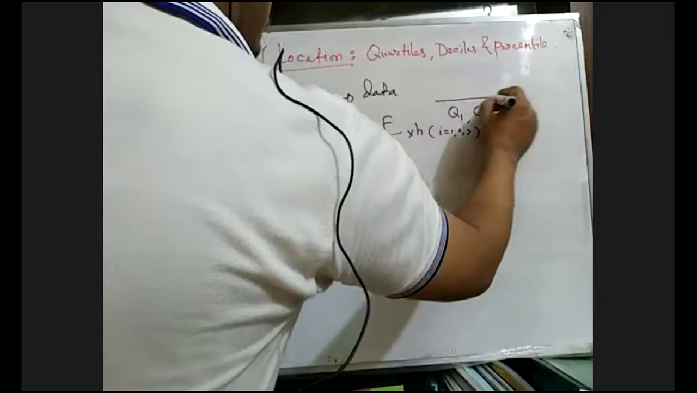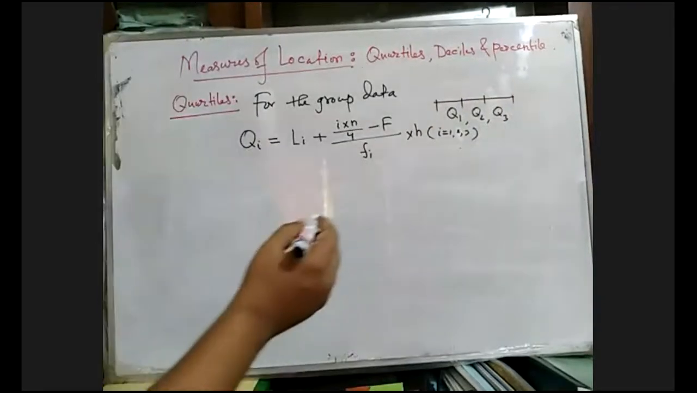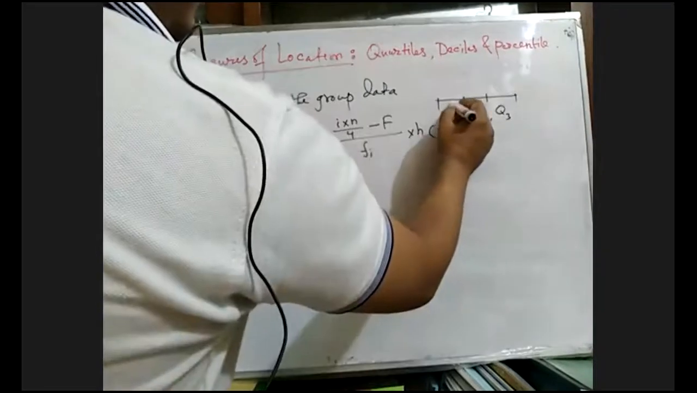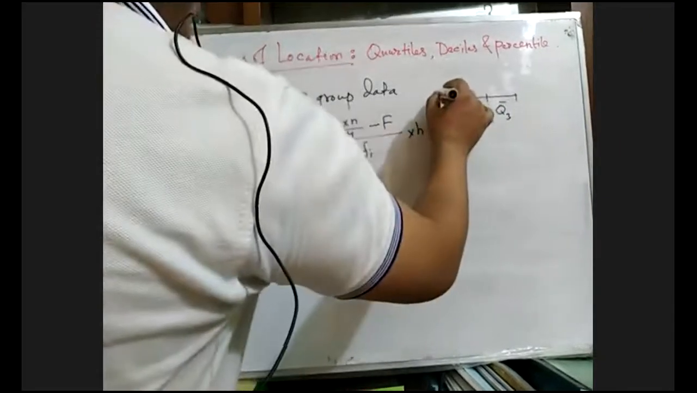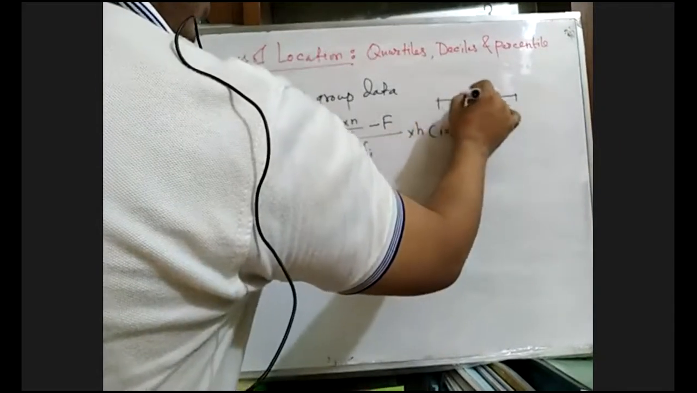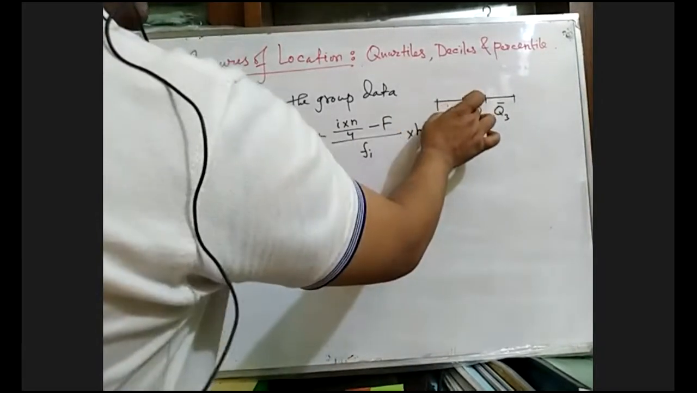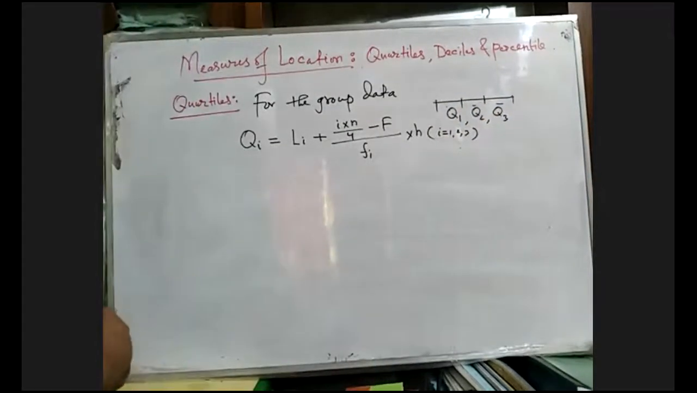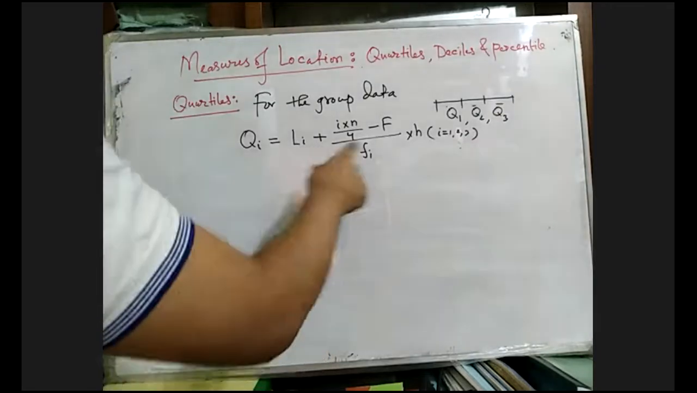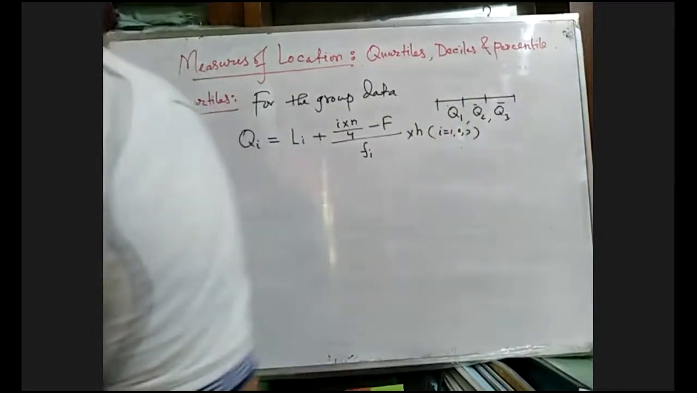Actually, any part we can divide into 4 parts. This is the first quartile, this is the second quartile, and this is the third quartile. So this difference will be the first quartile, this difference the second quartile, and this difference the third quartile. So quartile means one-fourth. Remember it. So i equals 1, 2, 3: first quartile, second quartile, third quartile.